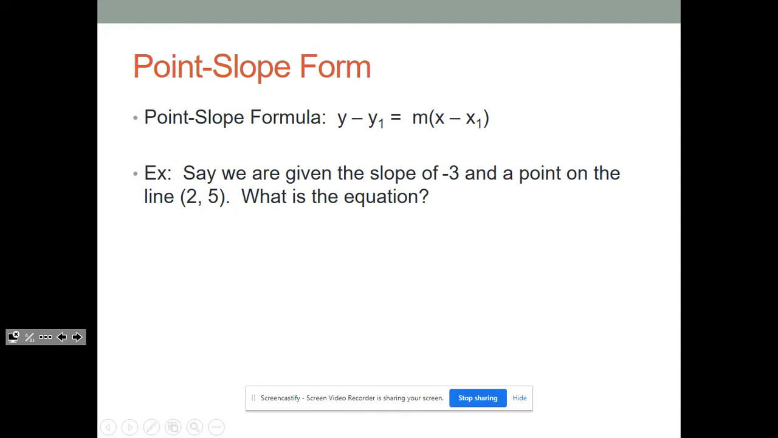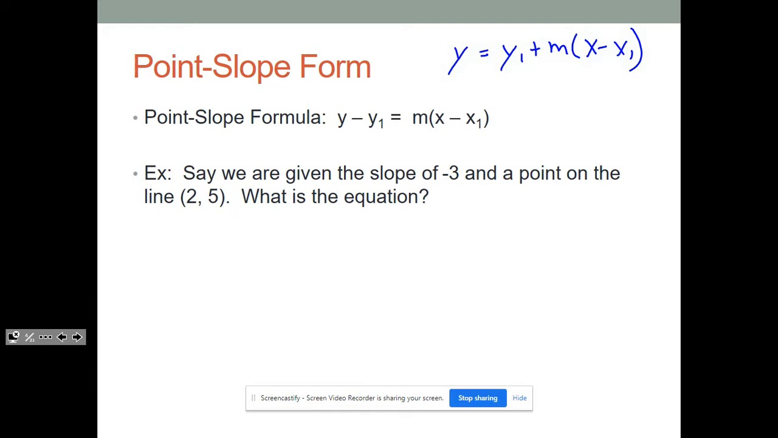Point-slope form. I think you should have seen this. They used to not teach this in Algebra 1, but they do now. I teach it in Algebra 2 also. There's this way, or I often write it this way with the y1 on the other side. It doesn't matter though, whatever your preference is.